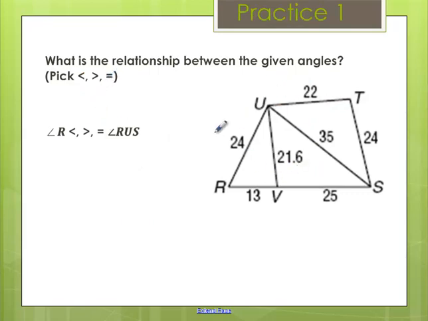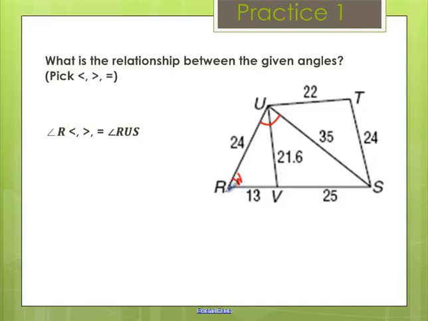So essentially what we're going to be able to do is, based on this picture, rank every single angle from the biggest possible angle to the smallest possible angle. Now that's not easy to do. It does take some time, so we're going to look at just one angle comparison. We're going to look at just angle R and angle RUS. So angle RUS is this one up here, and angle R is this one down here.